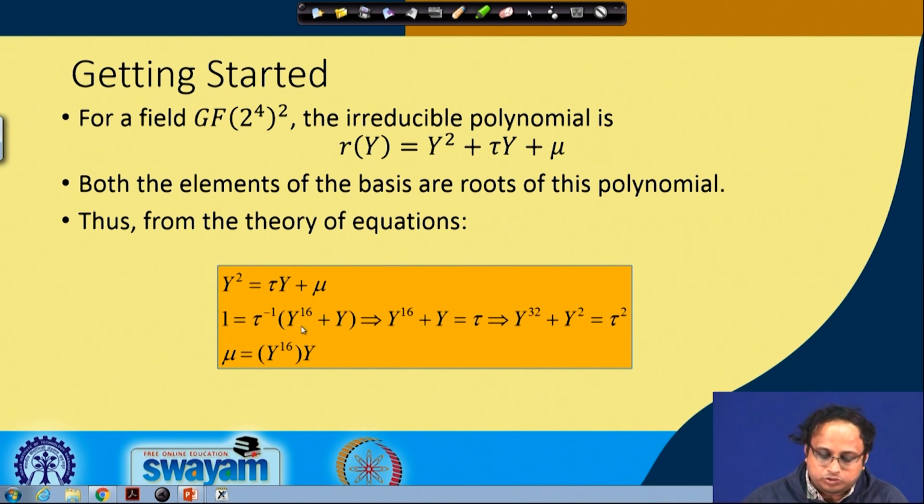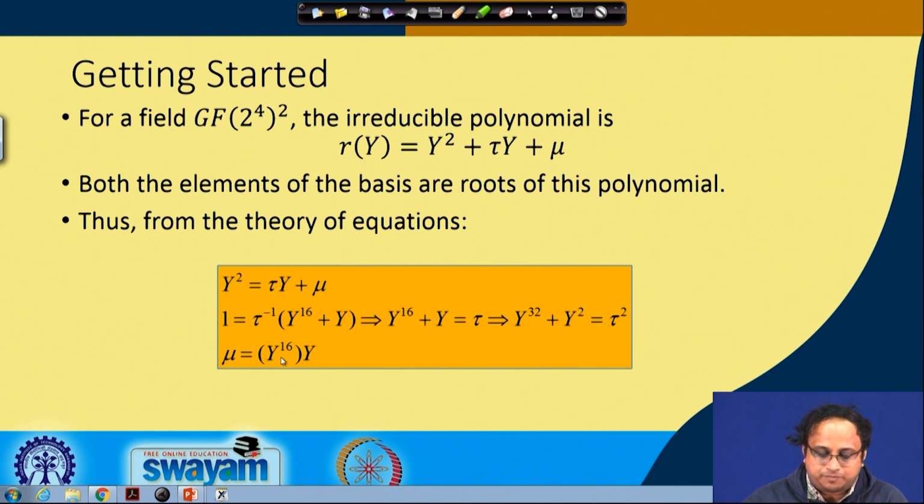Now if both of them are roots of the irreducible polynomial, then from the theory of equations, you know that the sum of the roots, that is y power of 16 plus y, will be equal to tau. In this case plus and minus are the same because it is GF(2) arithmetic. So we can rewrite this as 1 equals tau inverse times y power of 16 plus y. So y power of 16 plus y is equal to tau, or squaring both sides, y power of 32 plus y square is equal to tau square. These are manipulations that we will be using in our future simplifications.